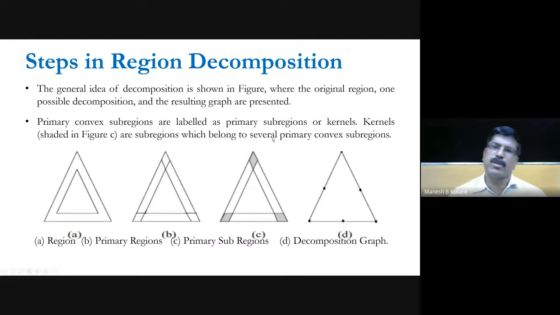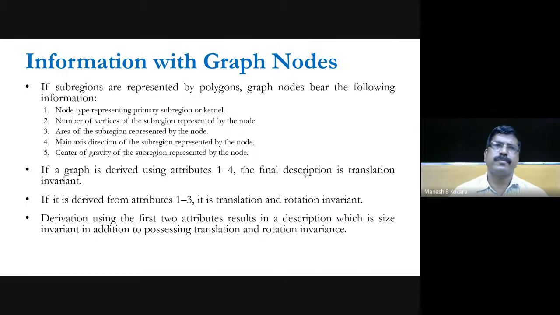Decomposition graph. So this is another way to obtain the graph by using region decomposition. Okay. Now, what kind of information is there with the graph nodes? If subregions are represented by polygons, graph nodes bear the following information.